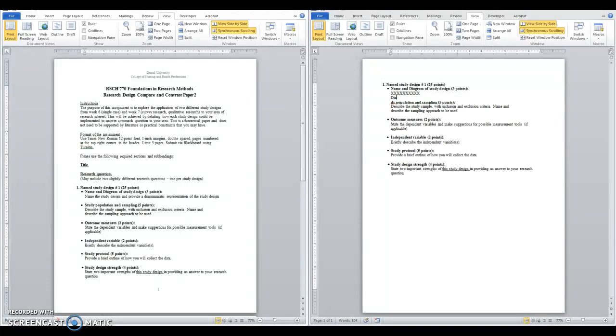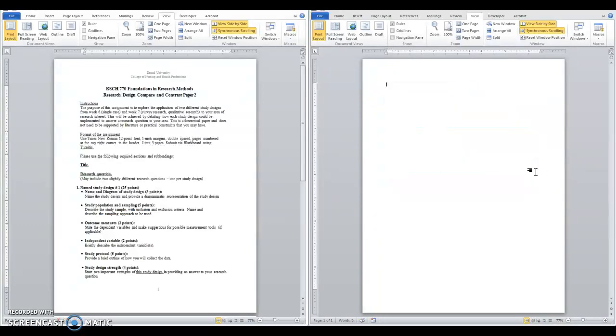So this would be the diagram. And then they'd go down to this next point, and again, leaving the points in there, they would just say, sample study, and write like one sentence. Well, that's not a paragraph, right? So this is what I'm really looking for.